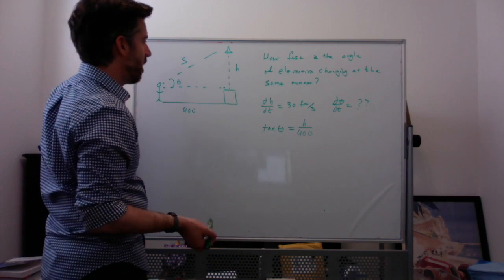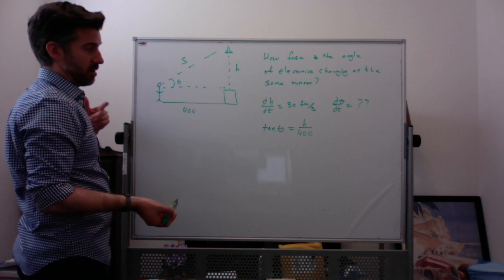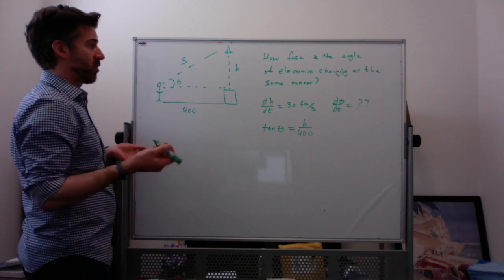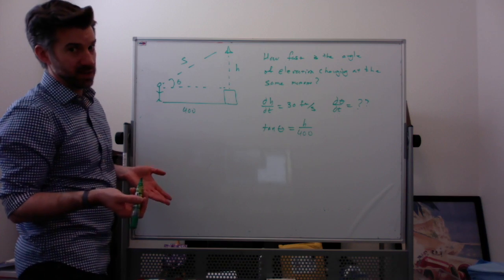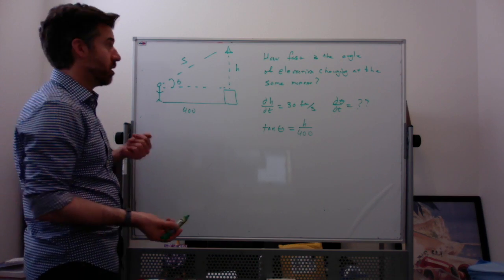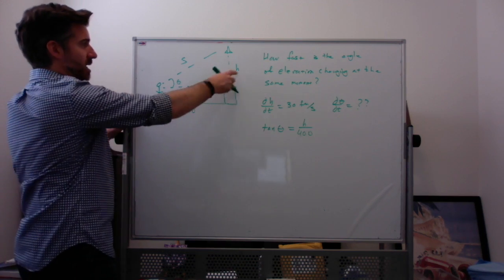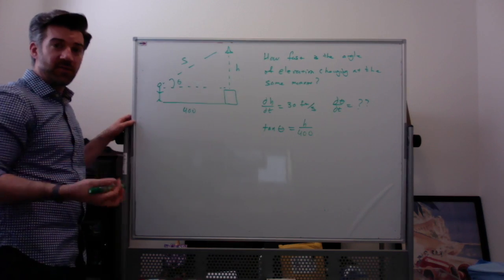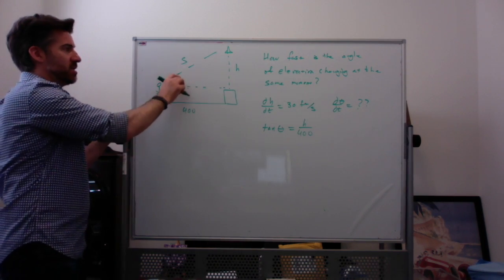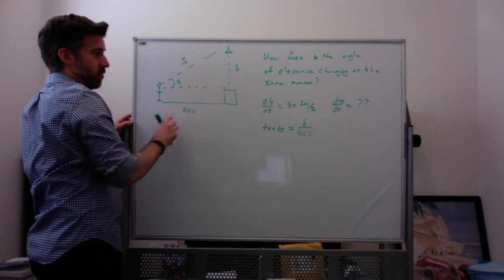To figure this out, I need to relate h and theta. And the correct trig function, well, there are two correct answers: either tangent or cotangent. I want to use a trig function that has h and preferably not s. I want as few variables as possible. So I'm going to say tangent of theta is h over 400.